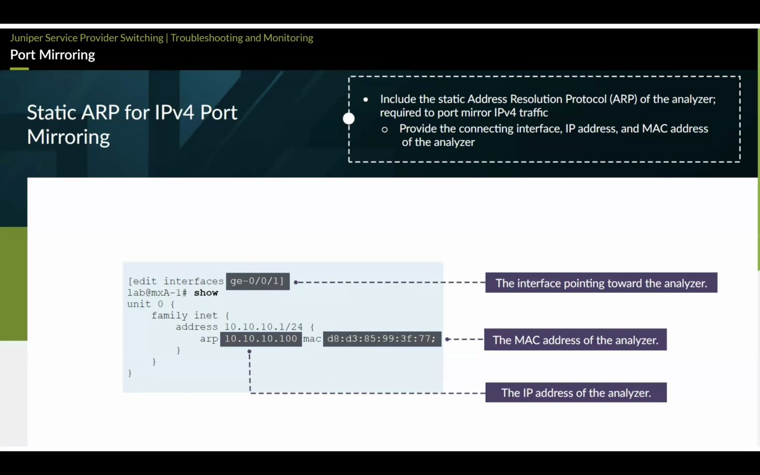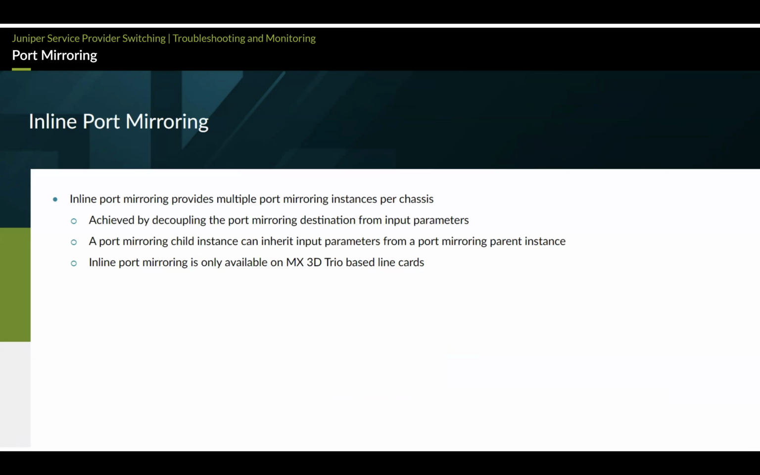Static ARP for IPv4 port mirroring. You can set static ARP, which means you set the IP address and MAC address if you want. It's not necessary, it's optional. Inline port mirroring provides multiple port mirroring instances per chassis, and there are three options. It decouples the port mirroring destination from input parameters. A port mirroring child instance can inherit input parameters from a port mirroring parent instance. Inline port mirroring is only available on MX 3D Trio-based line cards, so that has some limitations.